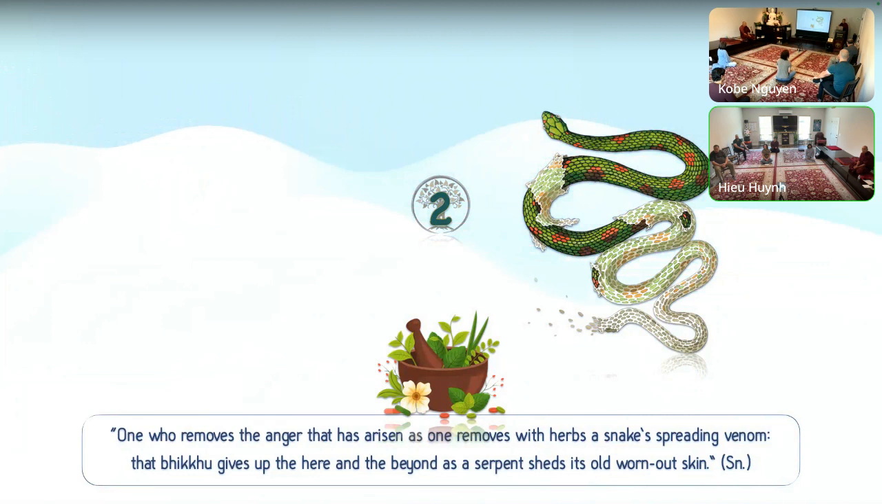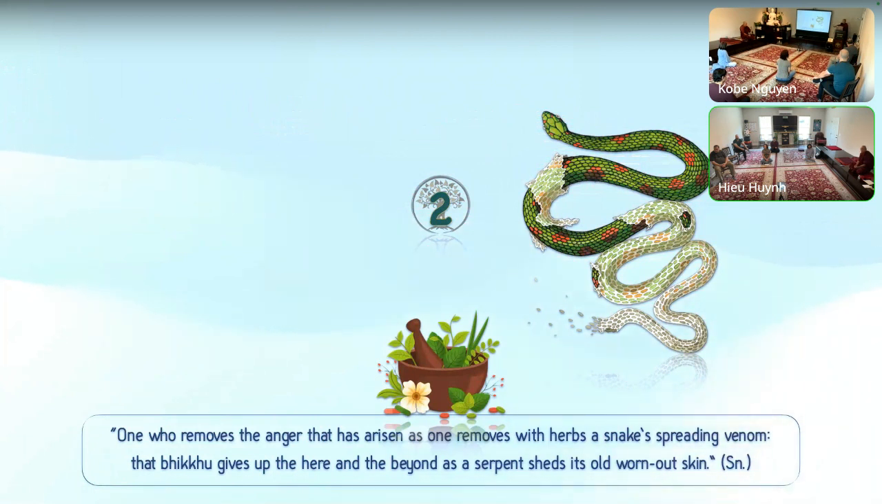By applying the herbs, when we get bitten by a snake, we should try to find a physician to prepare the herbs and immediately apply them, not keep the venom and suffer from it. So the person who tries to do that is the third level of noble person. We call him the anagami, the third level of noble person.